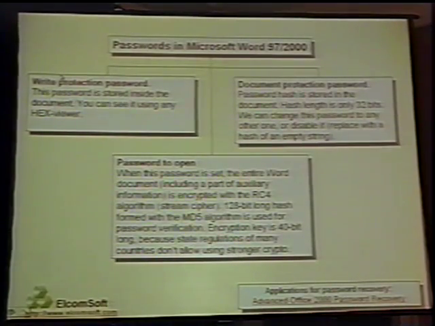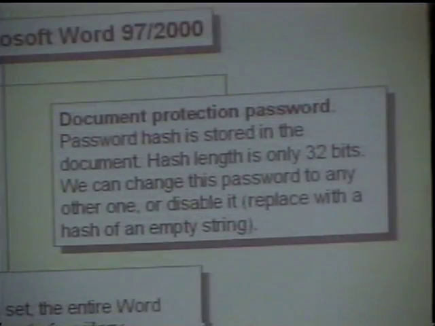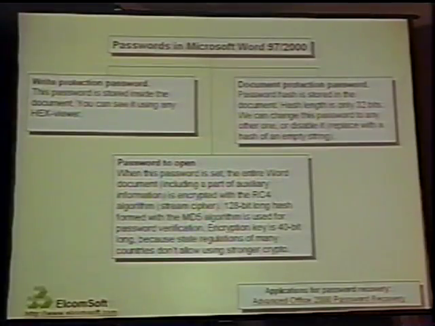An example of this second method is document protection password set in the Tools, Protect Document menu item. Hash length is 32 bits, so it's possible to retrieve a short password by brute force. Moreover, irrespective of the password length, it's possible to replace the password or simply disable it. A password for opening the file is the most stable one.